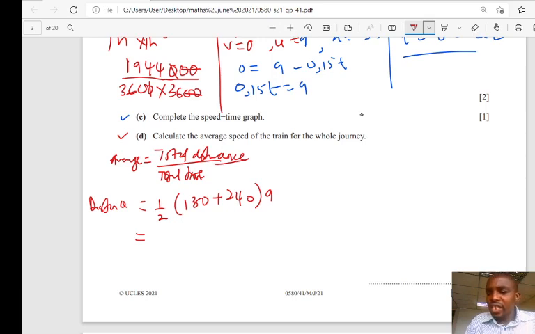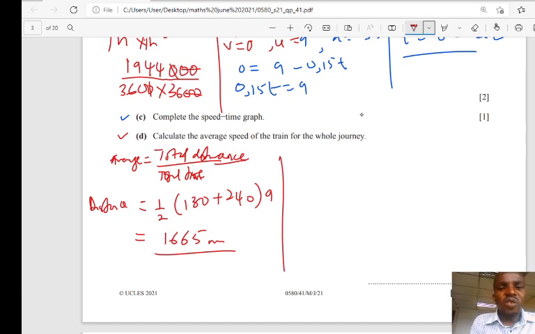Then 1665 meters. Yes, your speed is in meters per second. It means your distance is in meters and your time is in seconds. So our distance is in meters. Then to find the average speed now, we say total distance traveled 1665 divided by total time taken, which is actually 240, right?